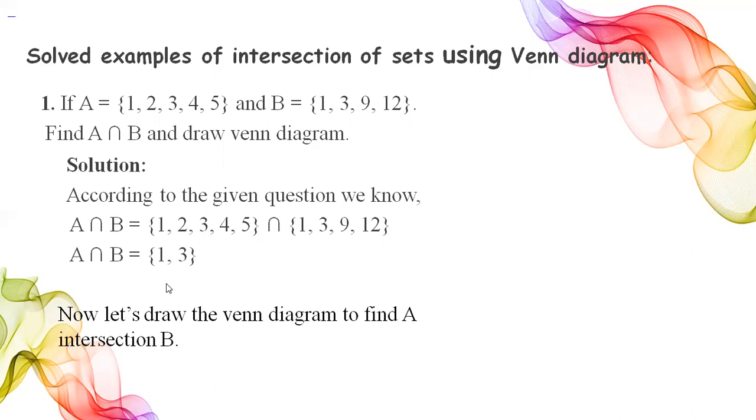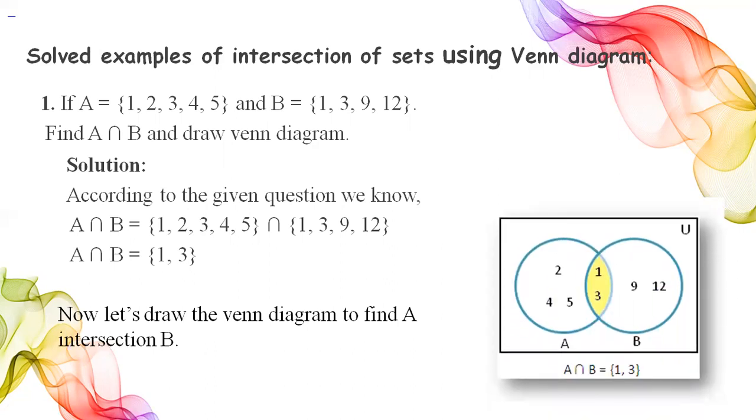All right. The Venn diagram is again very simple, and we know that these two sets are overlapping. Overlapping means some of the elements are common in both the sets. So this is representing our first set A, which contains 1, 3, 2, 4, 5. And this is our set B, which contains 1, 3, 9, and 12. So the common, overlapping part is going to be shaded, which shows our answer A intersection B.